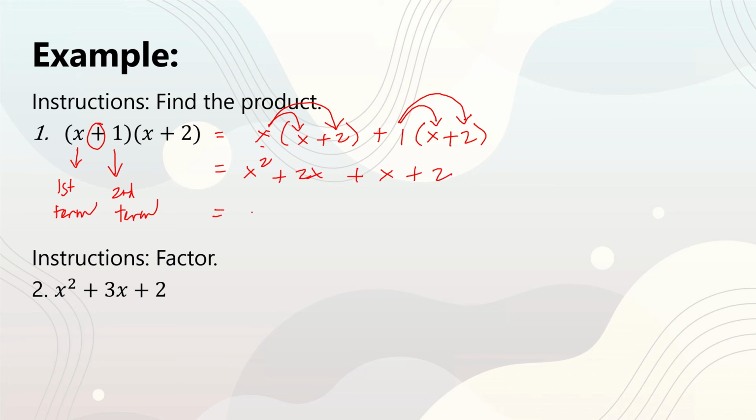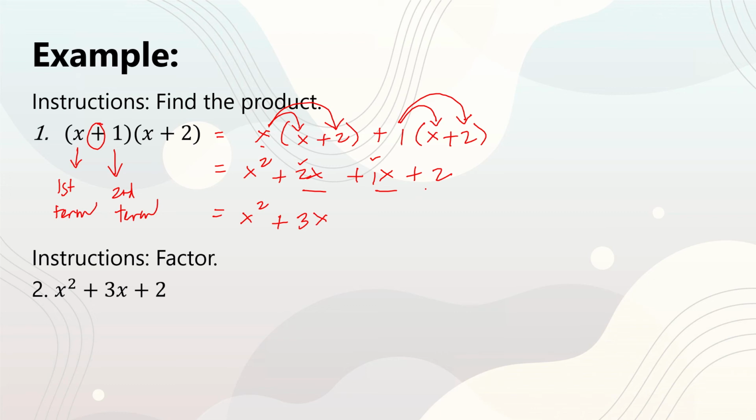Then we combine like terms afterwards. x squared stays, because it doesn't have any like term. 2x and x here are like terms because both of them have a literal coefficient x. So take note, to combine like terms, we just have to add their numerical coefficients. It would be 2 here, and this is 1x, so that's a 1. So 2 plus 1 is 3. Then we copy the common literal coefficient x.